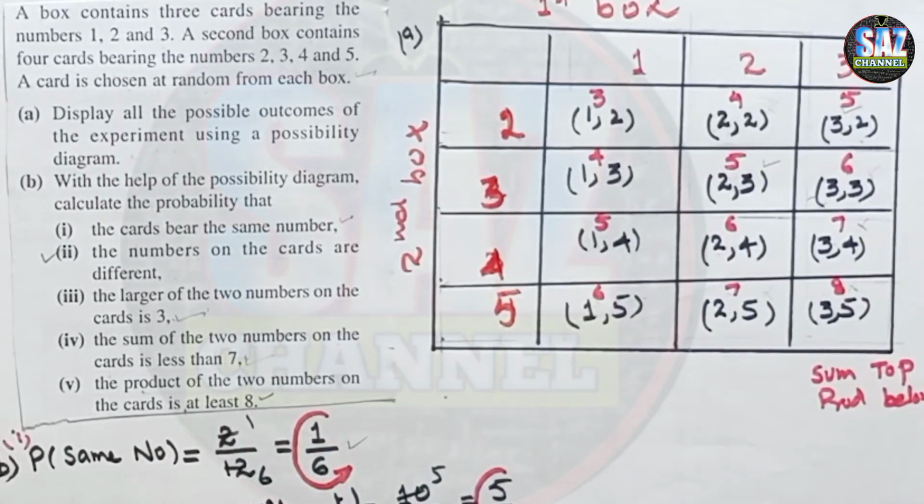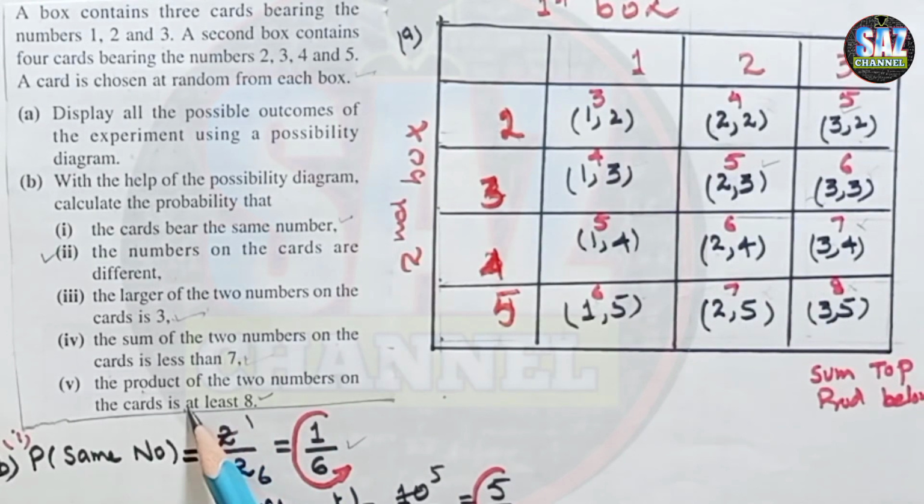Next, the sum is less than 7, and the product of the two numbers on the cards is at least 8. Here it's also an important term: at least. At least means that number and more than that number. The term at least will be used not only in probability but in sets and statistics as well. So you have to keep this term in your mind. First of all, as per the question, we have to check the product at least.